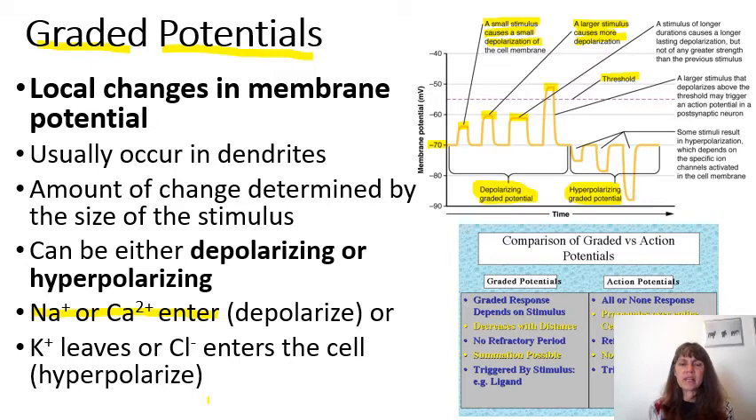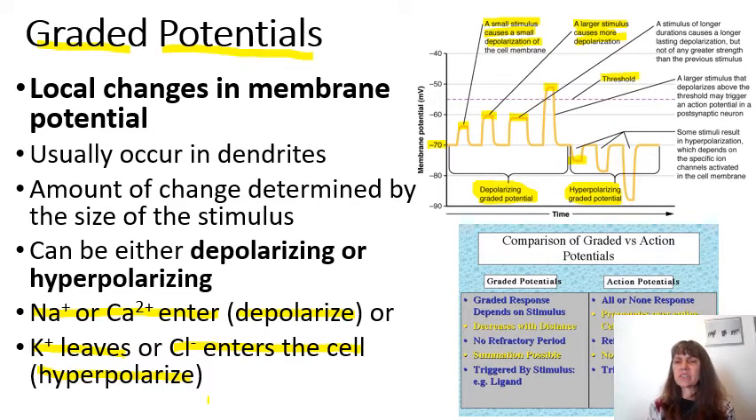If sodium or calcium enter, crossing the plasma membrane into the cytosol adjacent to the membrane, that will depolarize the membrane. If potassium leaves, making the inside more negative, or if chloride ions enter the cell, again making it more negative, that hyperpolarizes the membrane. If it's a small event, it dies out because the sodium-potassium pumps reestablish the membrane potential.